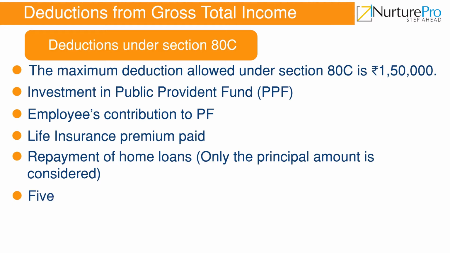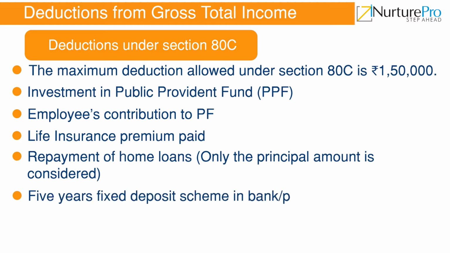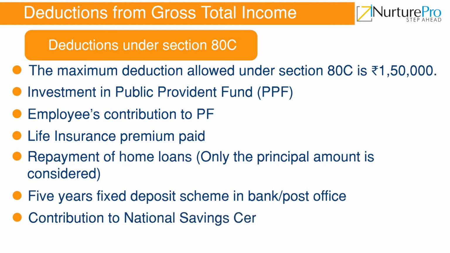E. 5 years fixed deposit scheme in bank or post office. F. Contribution to National Savings Certificates or NSC bond. G. Tuition fee paid at the time of admission or thereafter for 2 children. H. Deposit in Senior Citizen Savings Scheme 1984. I. Sum paid as subscription to Equity Linked Savings Scheme or ELSS.